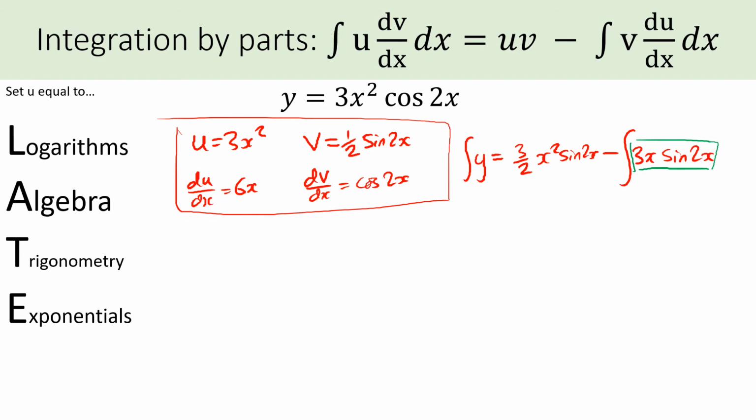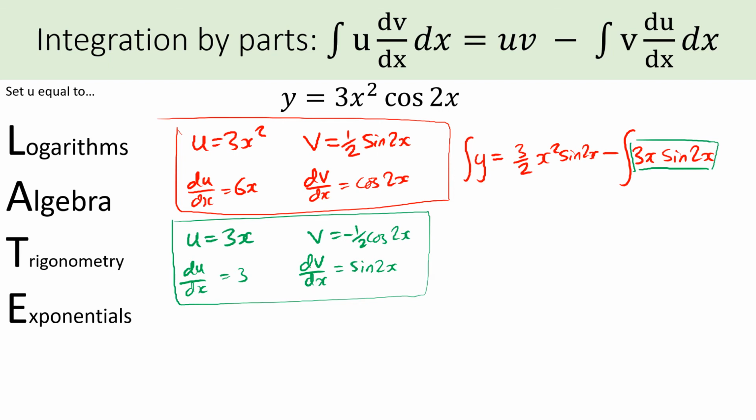So what I would think would be sensible would be to just work out what I've put in the green box there, just work out that integral now. But we go straight into another integration by parts with it. We've got, again, algebra and trig. So u is equal to 3x, and dv/dx is equal to sine 2x. Integrate that, we get minus a half cos 2x. Differentiate u, and we get ourselves 3.